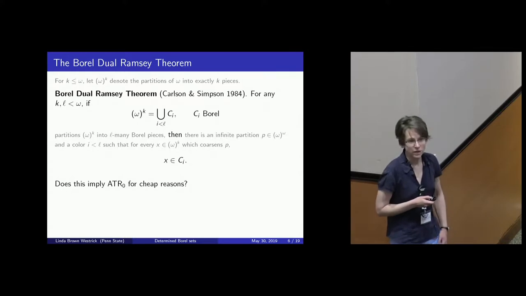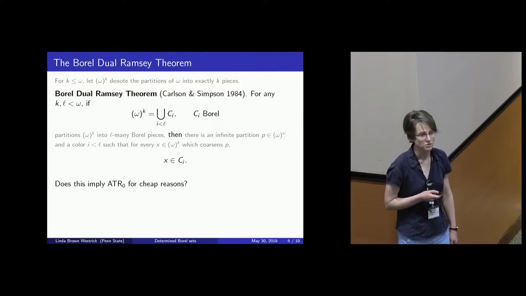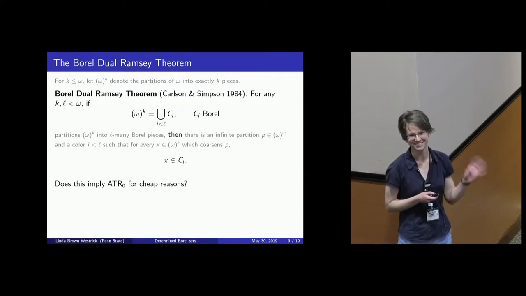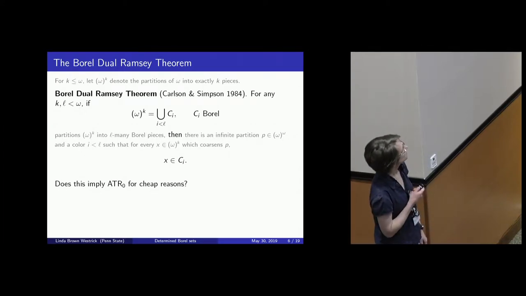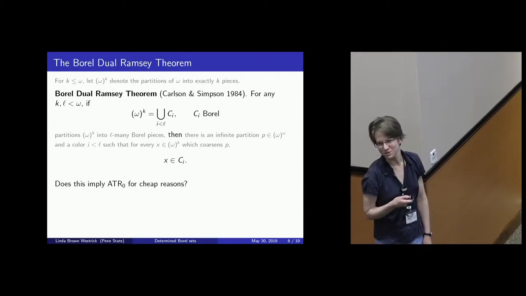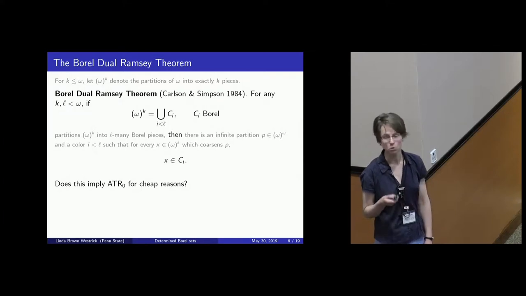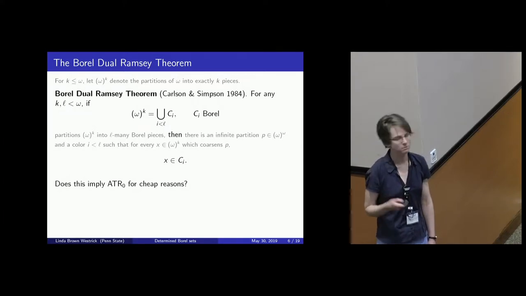So this slide has a lot of black and a lot of gray. The black parts are the parts that will be used in future slides, and the gray parts are the parts that you can safely ignore if you feel like it, because this talk's not about the Borel dual Ramsey theorem, but I want you to notice something about the form of the Borel dual Ramsey theorem.